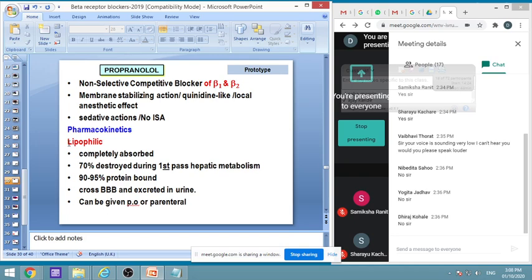Because it is lipophilic, as we saw when we compared them, lipophilic drugs are completely absorbed. 70% are metabolized in first pass, and 90 to 95% are protein bound. It can cross the blood-brain barrier because it is lipophilic. It is excreted in urine, and can be given orally or parenterally.